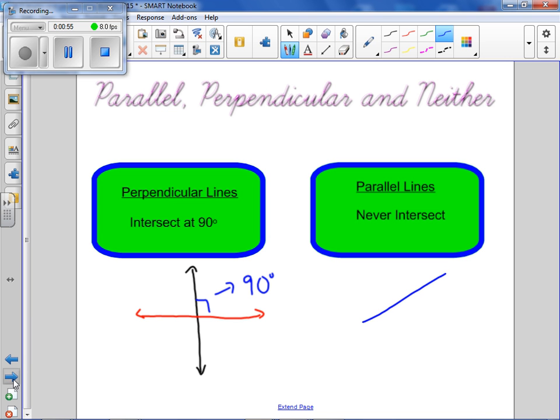So if you have two lines that are parallel, they will never cross, even if you keep going forever and ever. Now, when we have parallel lines, we would denote that with little arrows on the lines. So again, that means that they are parallel.